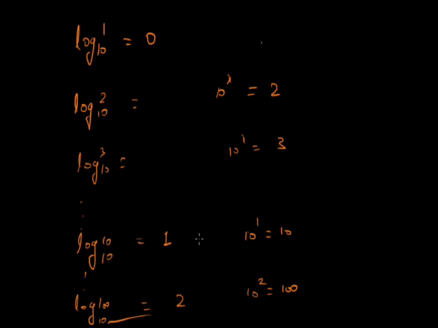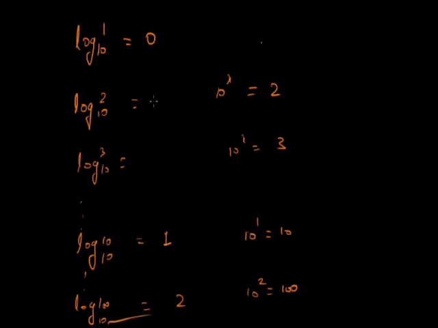Now, the important learning over here: log 2 and log 3 have certain values which are between 0 and 1. And then from 10 to 100, that means 11, 12, 13, 14 up to 99, the value is between 1 and 2. So this is a very important thing. The value of log 11 to the base 10, or log 15, or log 95 to the base 10, is between 1 and 2.